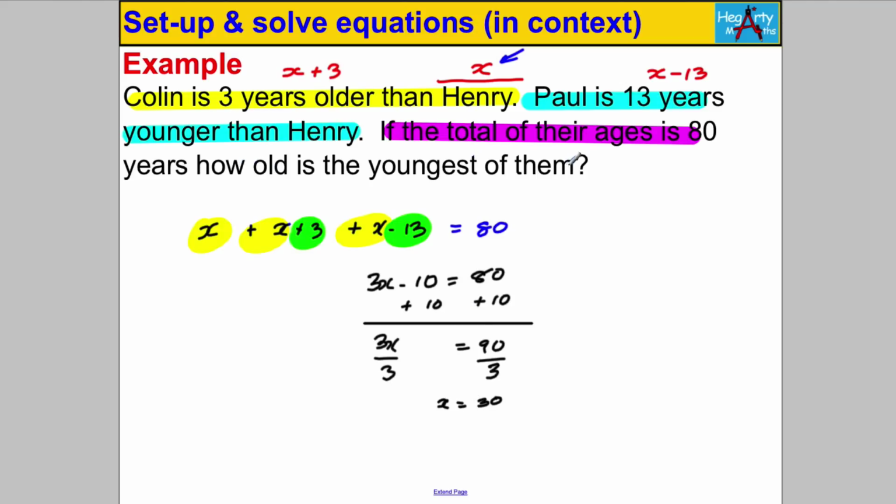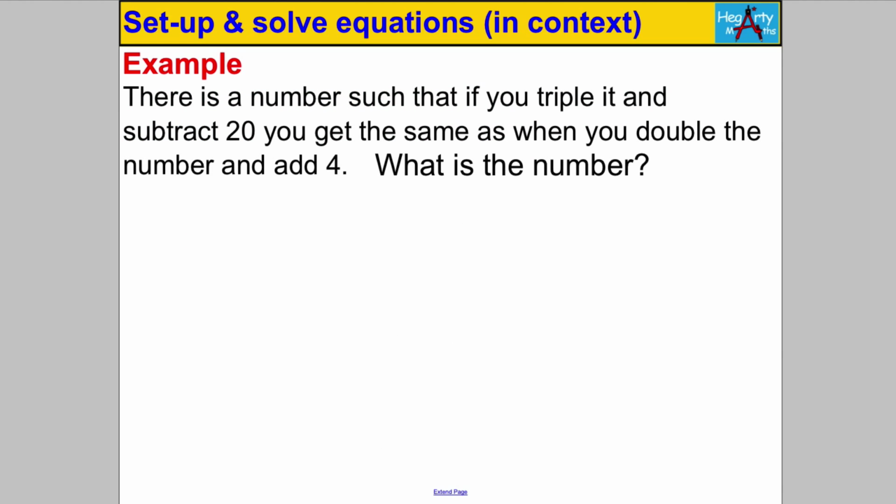Now it said which is the youngest of them. Now be careful to answer the question here. Henry is therefore 30, Colin is therefore 33, and Paul is therefore 30 take away 13, which is actually 17 years old. Lucky Paul's still a teenager. So the youngest, we have to actually answer the question, is Paul, who is 17. And we're done. Pause the video and see if you could try this one.